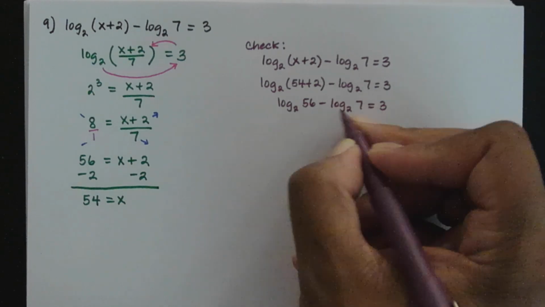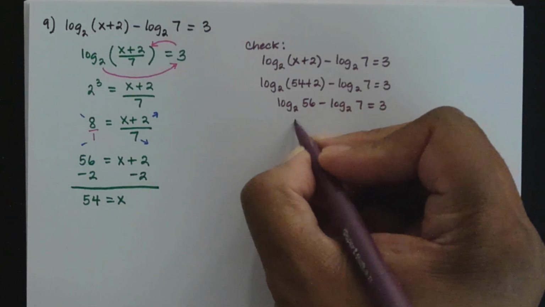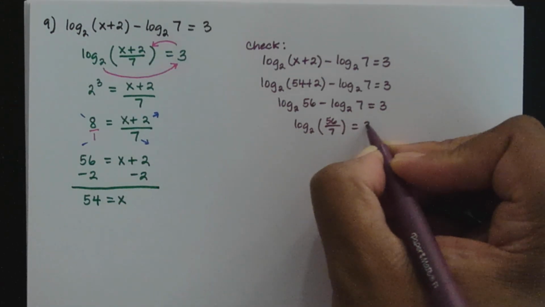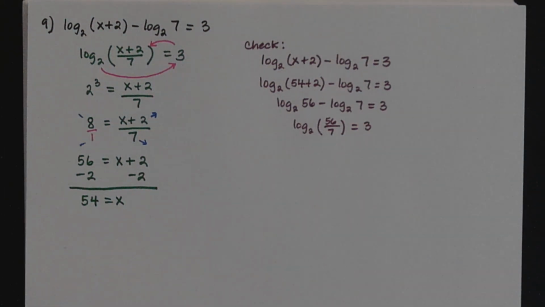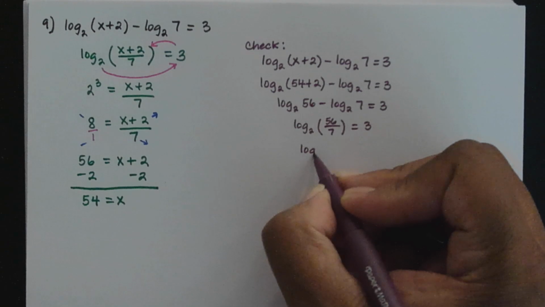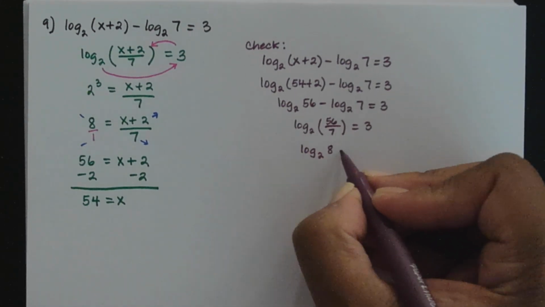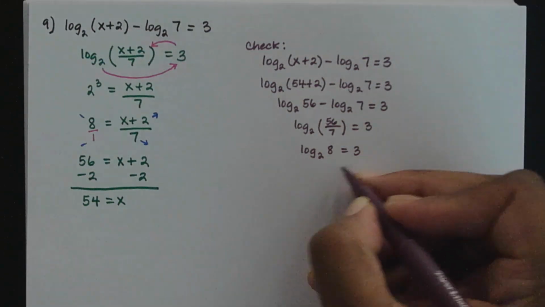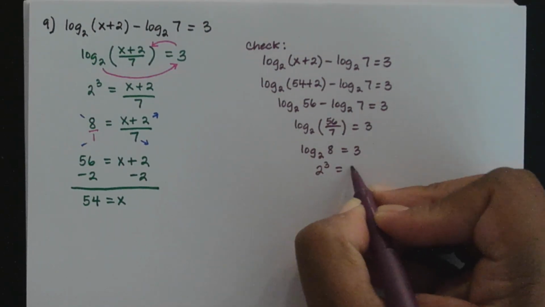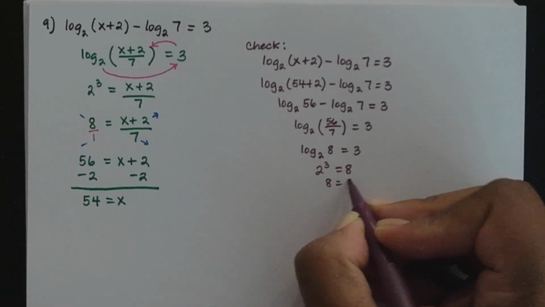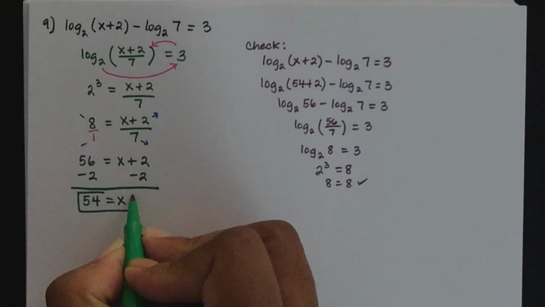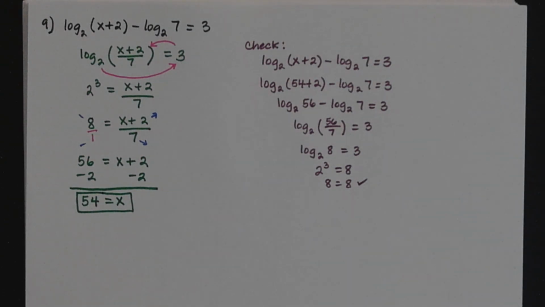And of course the difference of the individual logarithms is the log of the quotient, so this will be log to the base 2 of 56 divided by 7 is equal to 3. 56 divided by 7 would give you 8, so log to the base 2 of 8 is equal to 3. And then you can convert this to its equivalent exponential form, so it'll be 2 to the 3rd is equal to 8, and 2 cubed is 8. So that means that x equals 54 is your solution to that logarithmic equation.